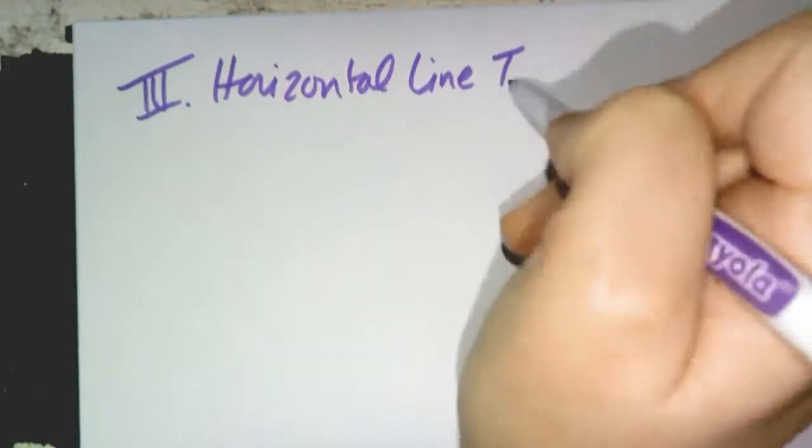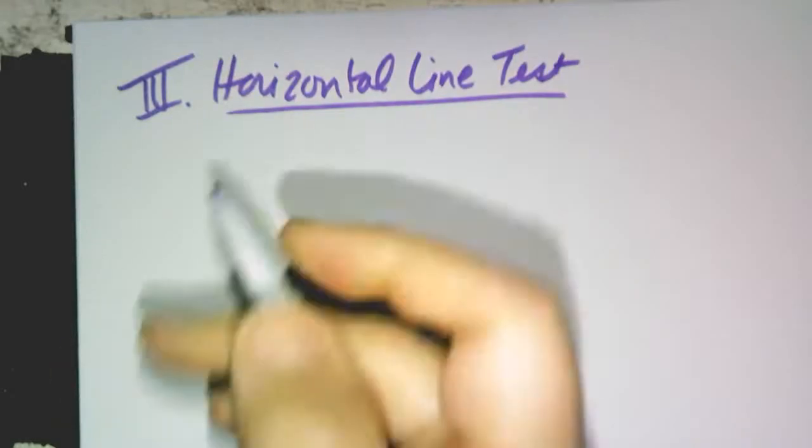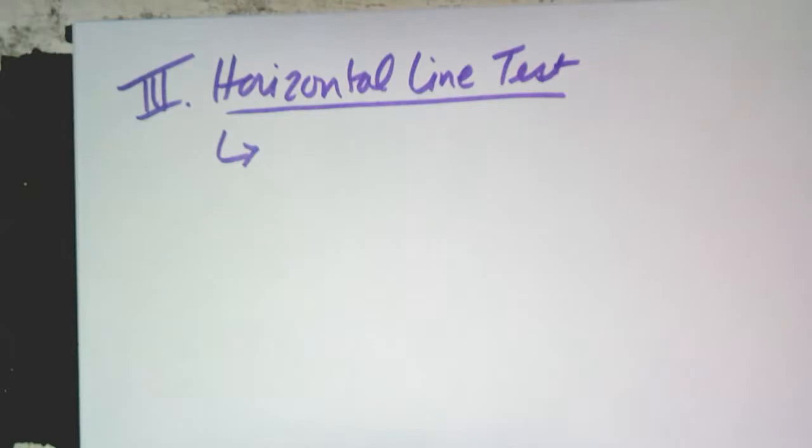Horizontal line test. Have you heard of the vertical line test? Yes. Okay, what does the vertical line test do? It tests if the function is a function. Given an f of x, it says, am I a function? That's what the vertical line test does.